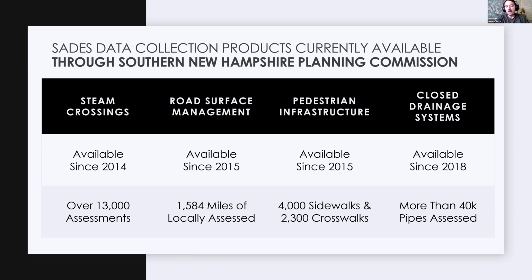Although I would note there's not too much of that data collected here in the Southern New Hampshire Regional Planning Commission. And then finally, closed drainage systems, which are kind of like stream crossings, but they are very specific to drainage systems that have a beginning and end and might have stormwater catch basins or manholes in between the inlet and the outlet of the pipe. And there are more than 40,000 pipes assessed within the state of New Hampshire.